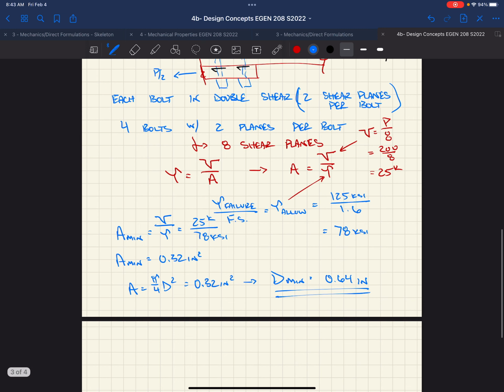So in this condition, we ran through and we applied that factor of safety to the stress, right? We took a failure stress divided by our imposed factor of safety.